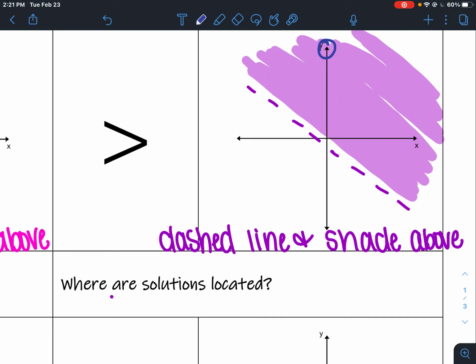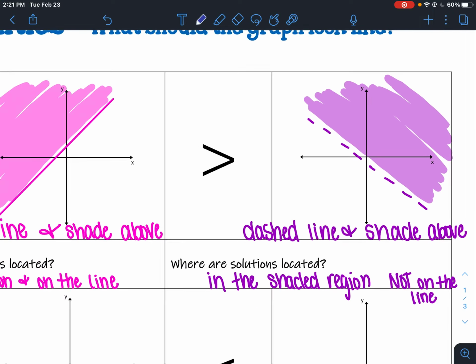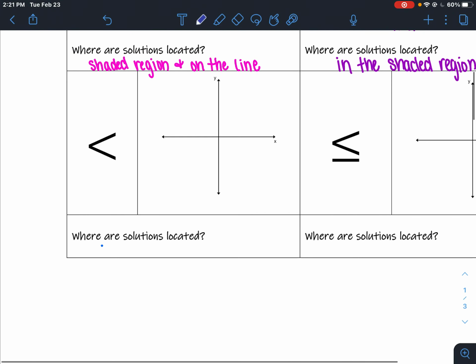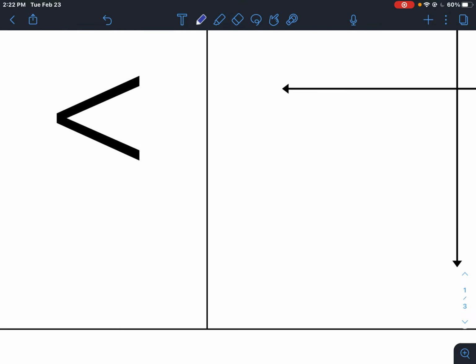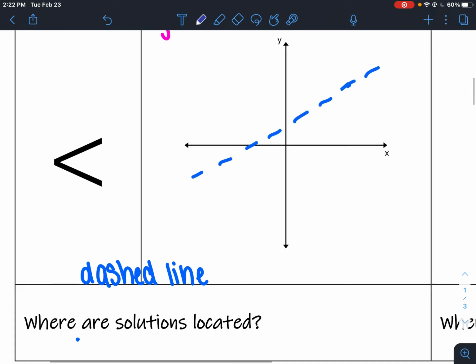Okay, so where are the solutions located? For this one, solutions will be located in the shaded region only, not on the line, because it is not equal to your inequality. It's only above the line in the shaded region. Okay, for strictly less than, we are going to have a dashed line. So I drew my dashed line.